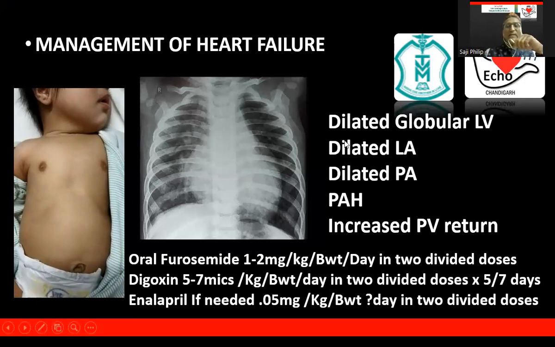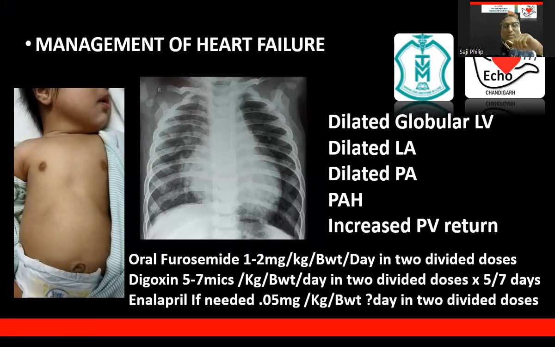LV will be dilated, sometimes a globular LV, dilated LA, dilated PA, with increased blue color going towards the roof of the left atrium. That is the increased pulmonary venous return. That itself indicates the left to right shunt is very high, and there is pulmonary artery hypertension also.